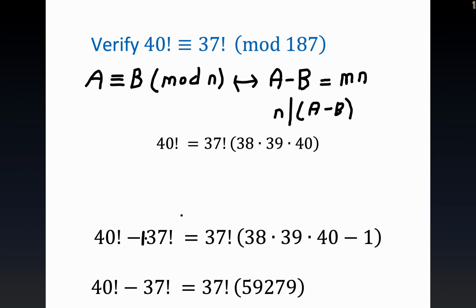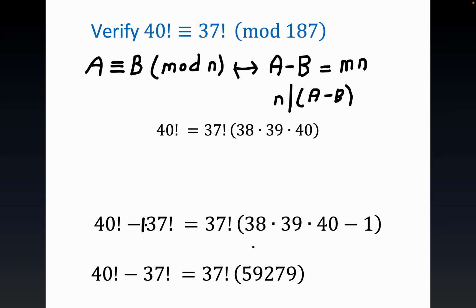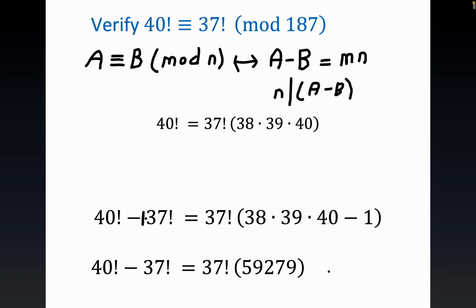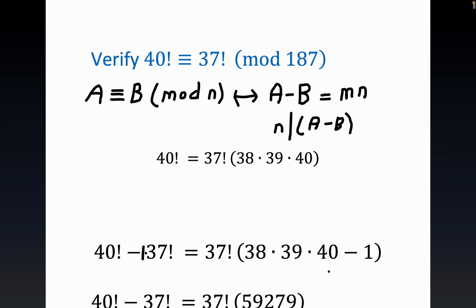So let's move along. Now, a little bit of work. You can multiply this out by hand. 38 times 39 times 40 minus 1 turns out to be this number, 59,279. Okay, now also what we can do here, we have a lot of information here, folks. We know that 187, see, in a way, this is almost like cheating, I guess. 187 is equal to 11 times 17. 11 times 17, that's 10 times 17 is 170, plus 17 is 187.